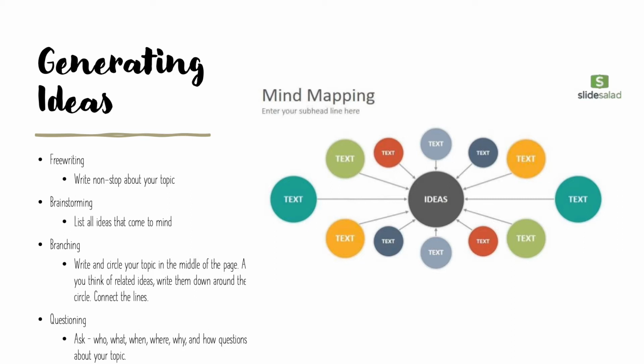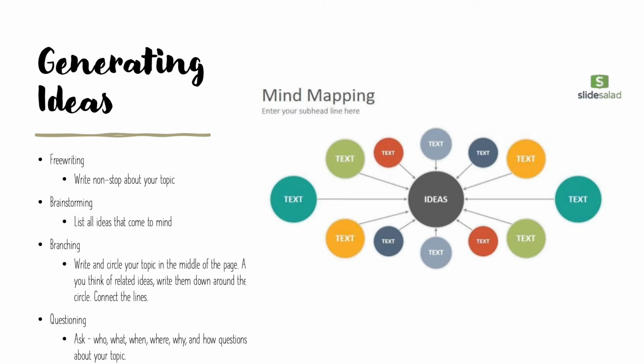You can also just do some brainstorming, and this is more of a listing all of the ideas that come into your head about your topic. Branching is something else that you can do, and the illustration on this slide is showing you what branching looks like. You write your topic in the middle, and then any idea that you have, you write it around the circle, and then you connect the lines. This is great if you're a visual learner. This will definitely help you to see what your ideas are.